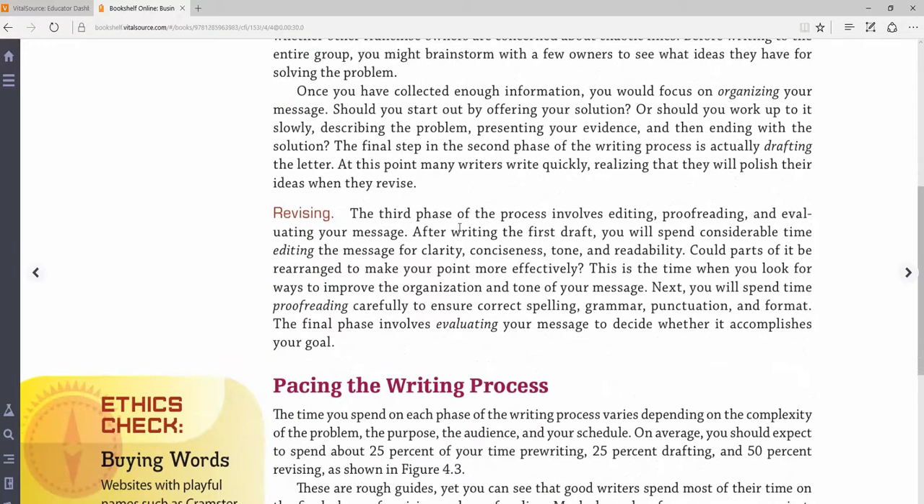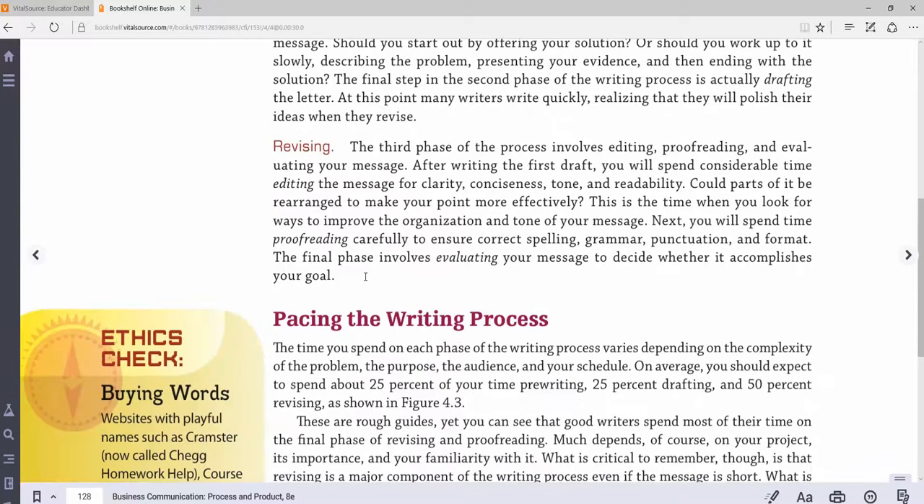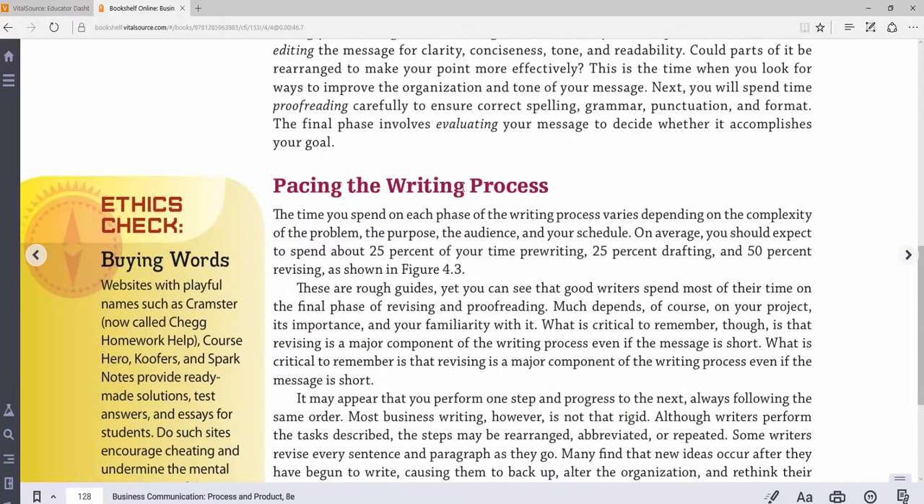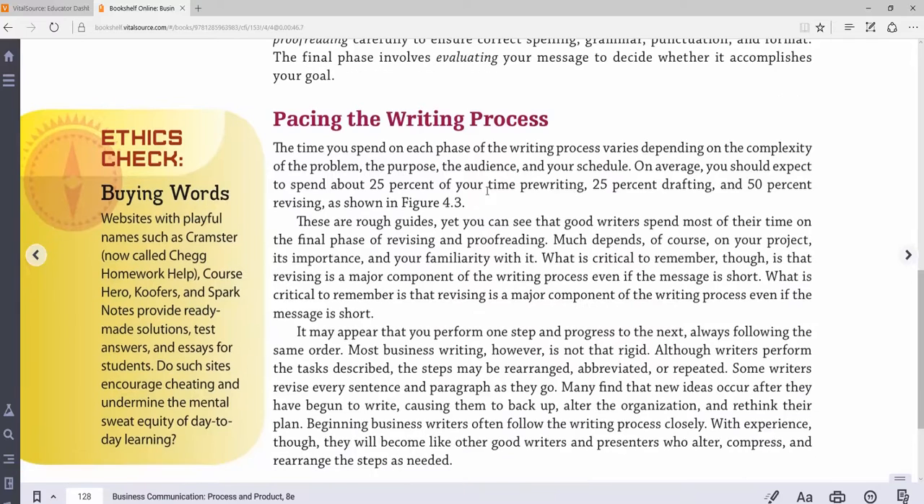Then revising, which is the third phase: editing, proofreading, and evaluating your message. You're going to edit the message after the first draft for clarity, conciseness, and readability. It's going to be rearranged to make it better. Next, you're going to spend time proofreading carefully. And the final phase is evaluating. Now, pacing the writing process. This is a really important paragraph right there.